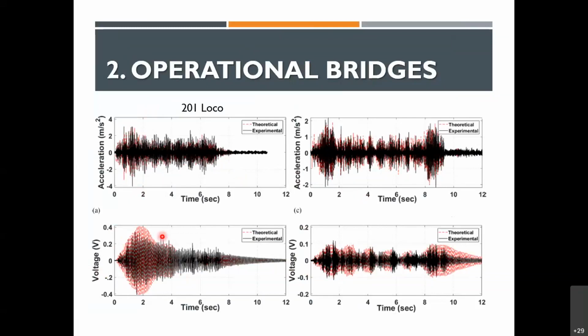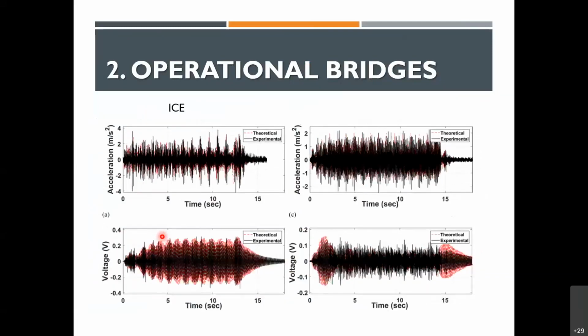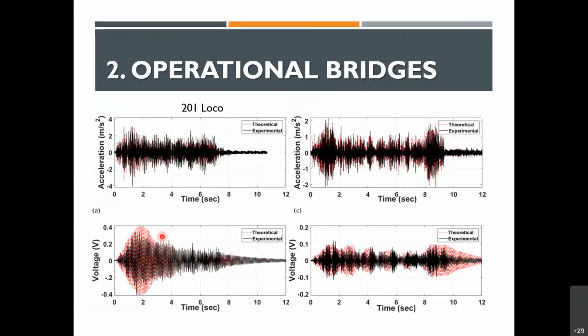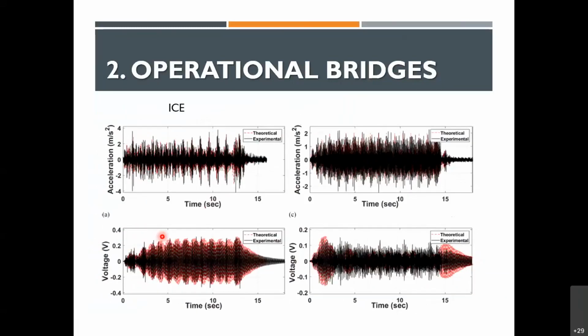So the question is, what do you do with those measured voltages to find out a consistent change? So we did this for various kinds of trains. Say this one is for the 201 Loco in Ireland. That one is from ICE. You can consider what the ride quality of a person is, what kind of acceleration comes to the bridge. So a lot can be done.